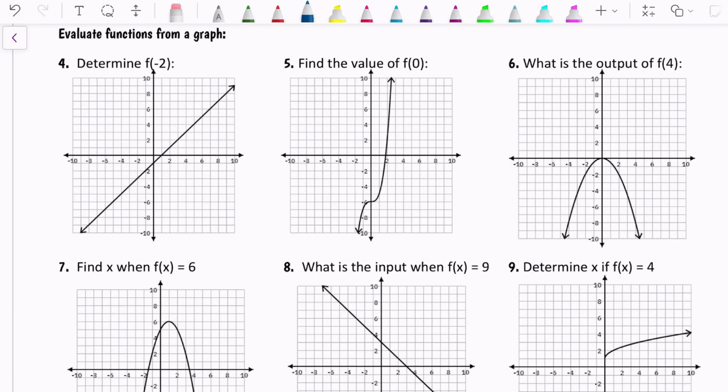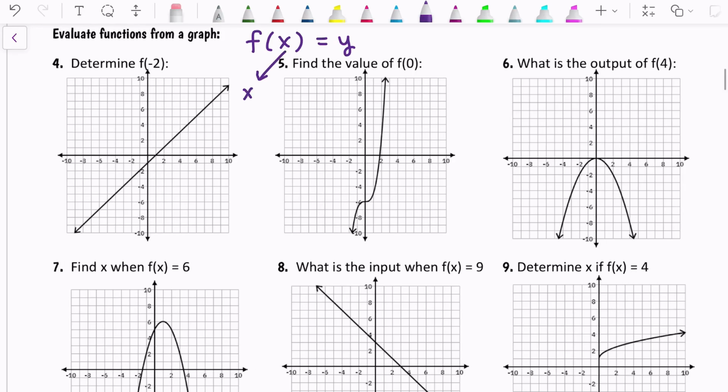I'm going to show you how to evaluate a function from a graph. So you need to know that when you're dealing with f of x, f of x is really just y, and the number on the inside is just x. And so I'm going to figure out what y is when x is -2.